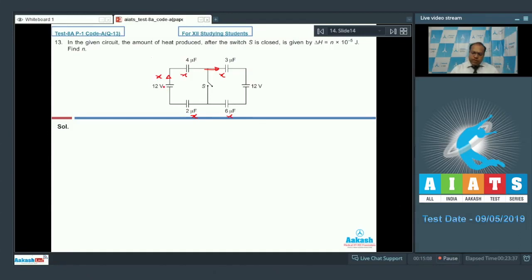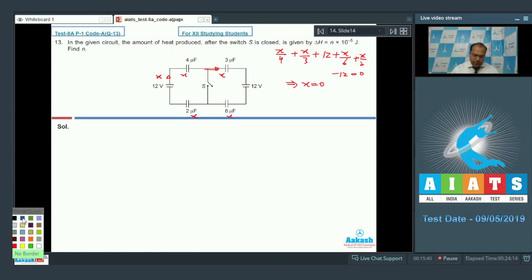So in that case, if I write the KVL, then we will find x by 4 plus x by 3 plus 12 plus x by 6 plus x by 2 minus 12 is equal to 0. So on solving this equation, the value of x comes out to be 0. It means initially the charge on all the capacitors is 0 and the capacitors are neutral.